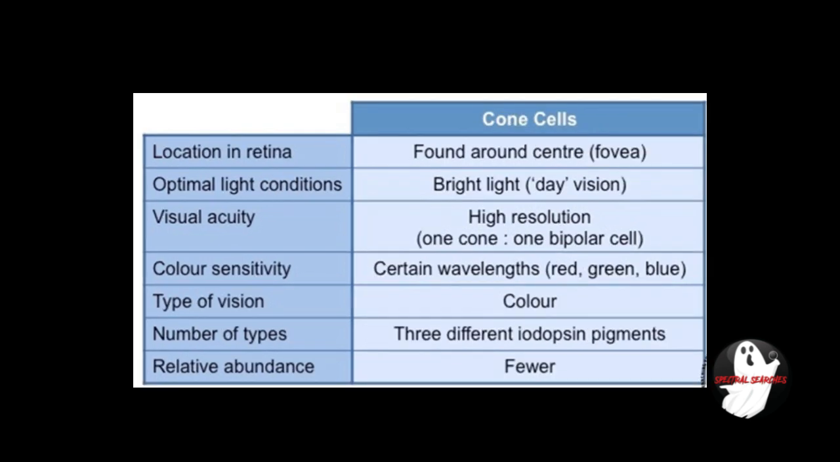Cone cells are capable of detecting a wide spectrum of light photons and are responsible for color vision. These are found near the center of our eyes and help more with focused vision. They allow for a higher resolution and are less abundant in the eye.